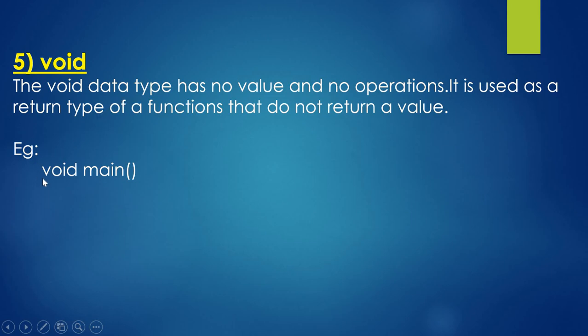For example, void main. What is the meaning of this one? This main function is not returning any value. Like that, for any function we can use void as the return type if the function does not return any value.